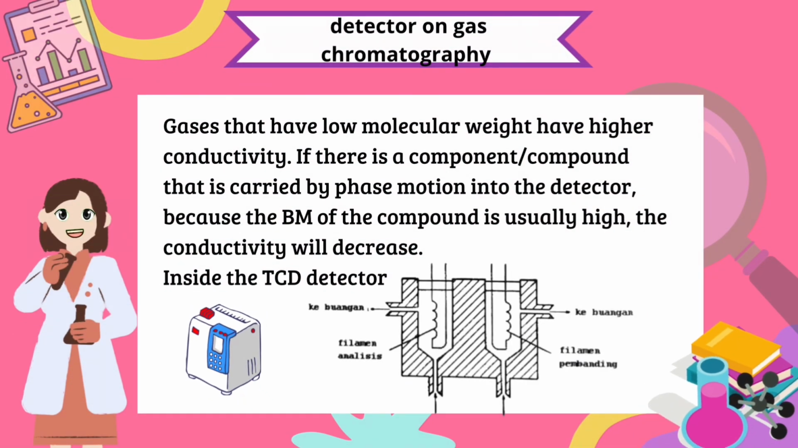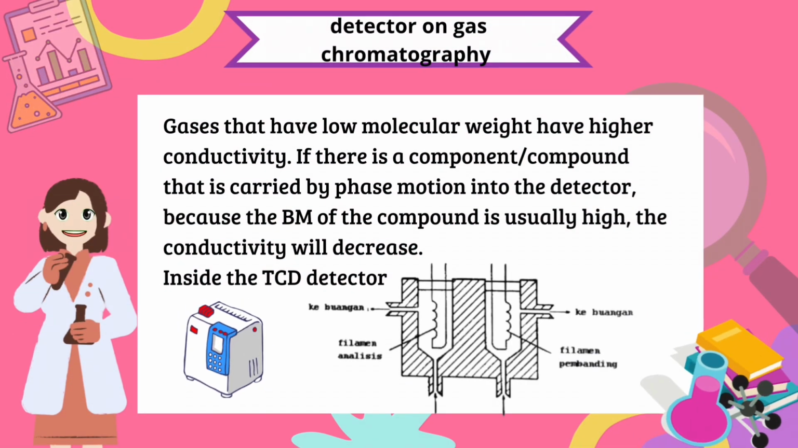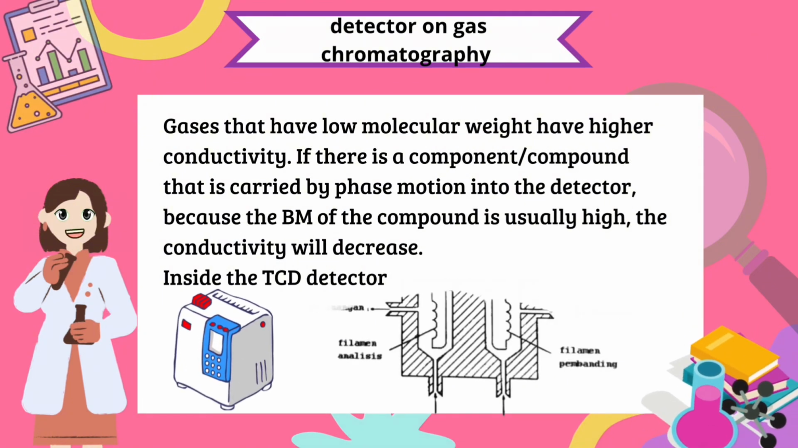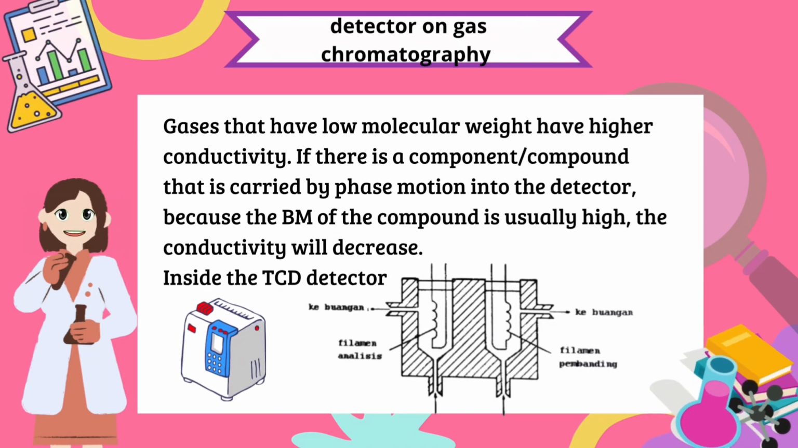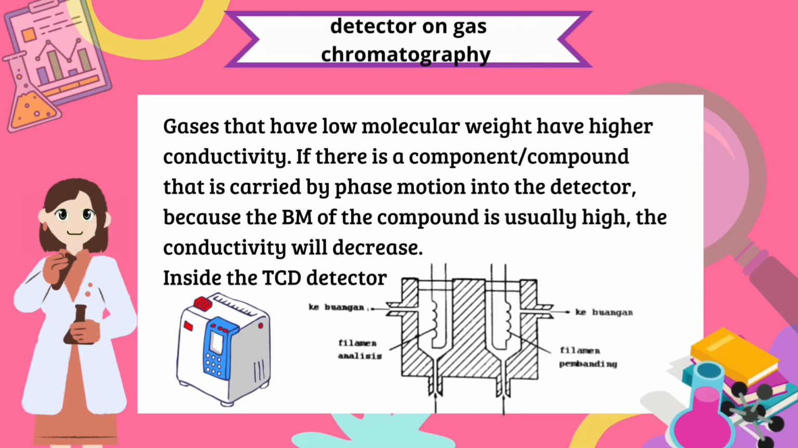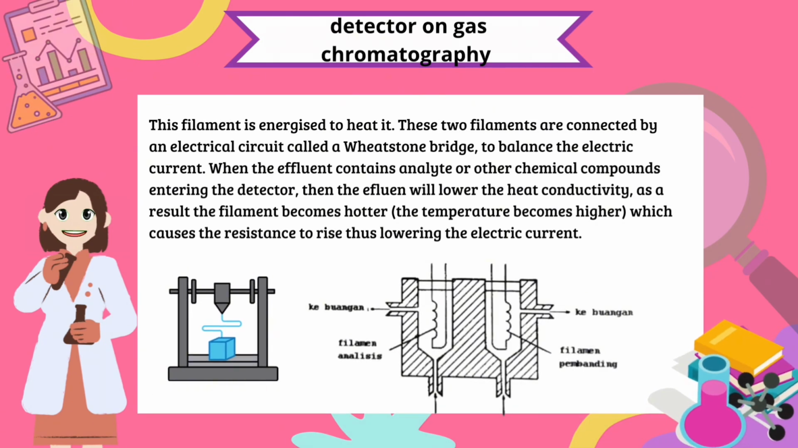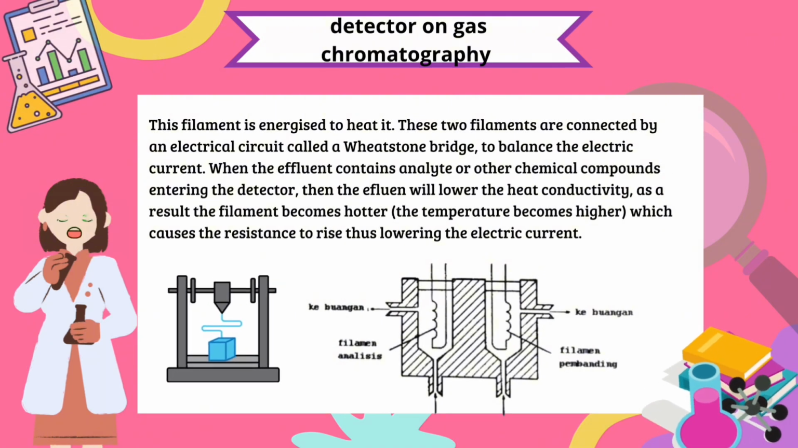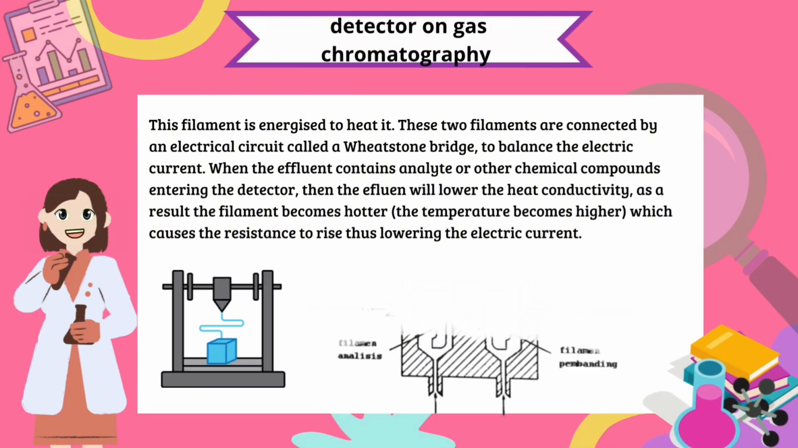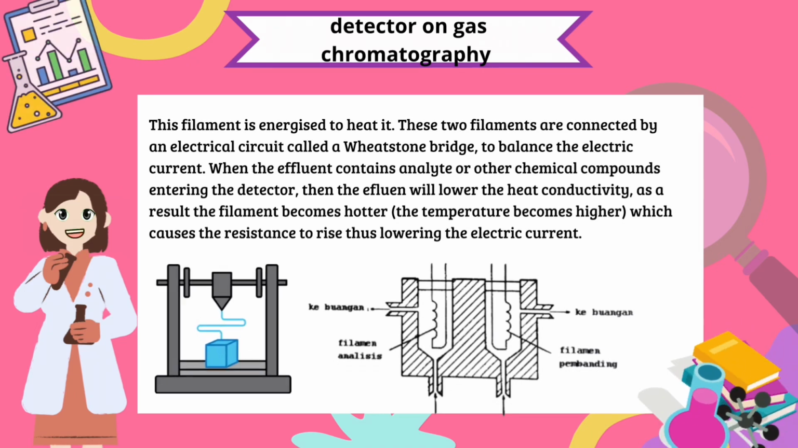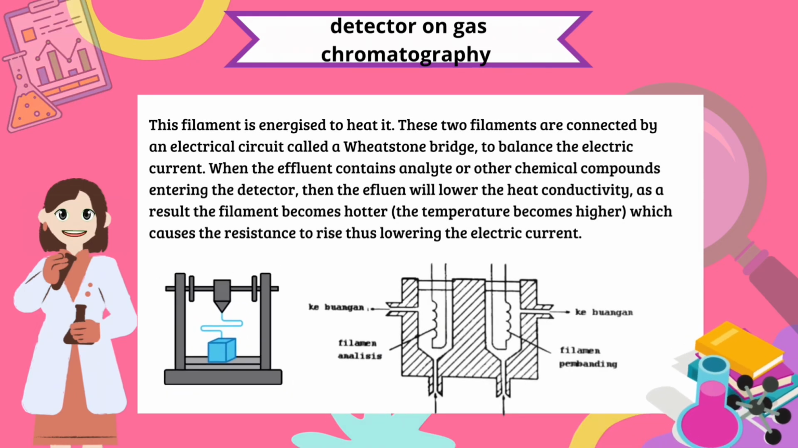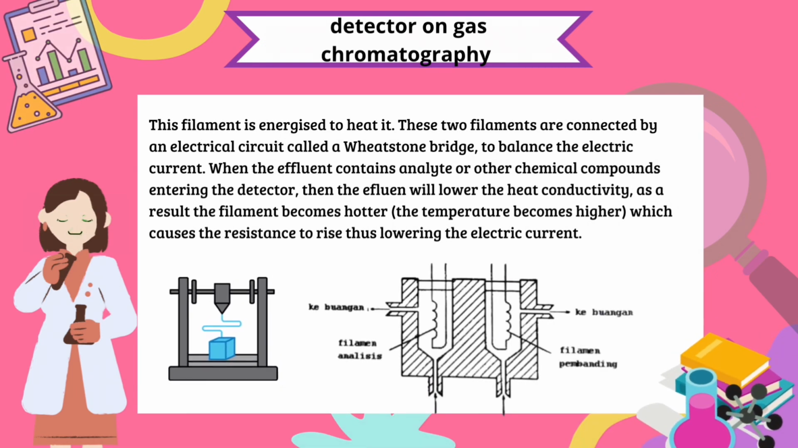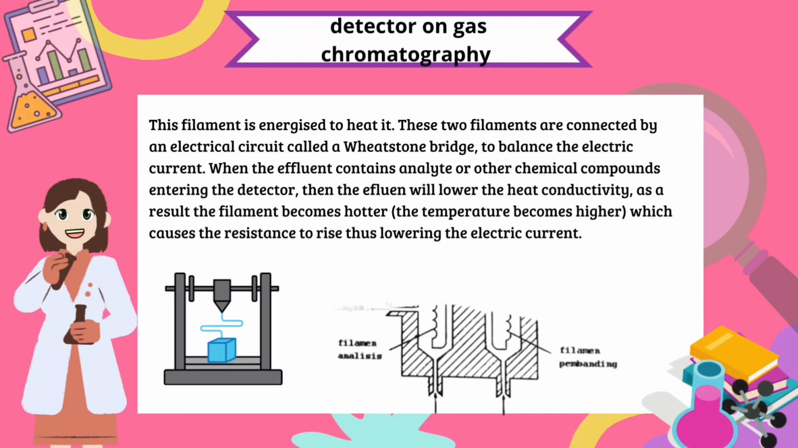Gases that have low molecular weight have higher conductivity. If there is a compound that is carried by the mobile phase into the detector, because the molecular weight of the compound is usually high, the conductivity will decrease inside the TCD detector. This filament is energized to heat it. These two filaments are connected by an electrical circuit called a Wheatstone bridge to balance the electric current. When the effluent contains analyte or other chemical compounds entering the detector, the effluent will lower the heat conductivity. As a result, the filament becomes hotter, the temperature becomes higher, which causes the resistance to rise, thus lowering the electric current.